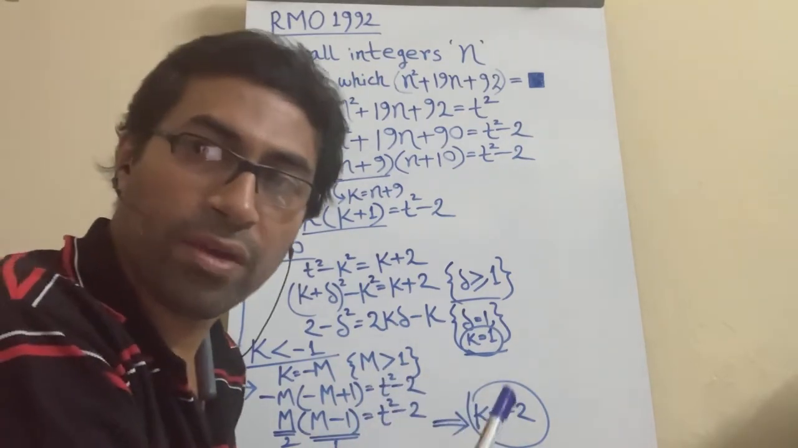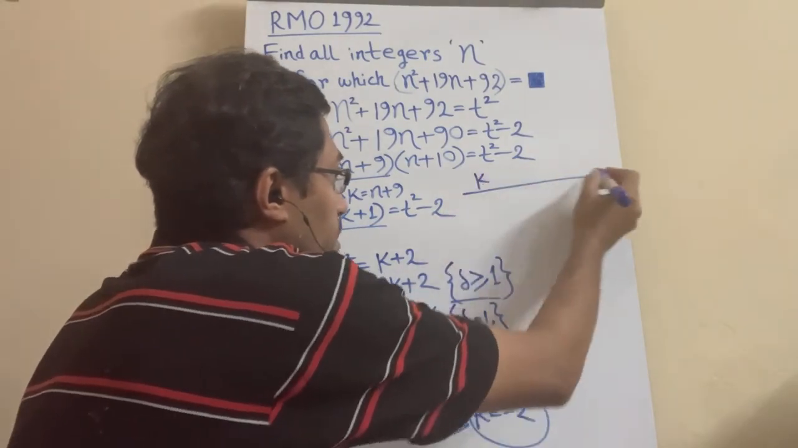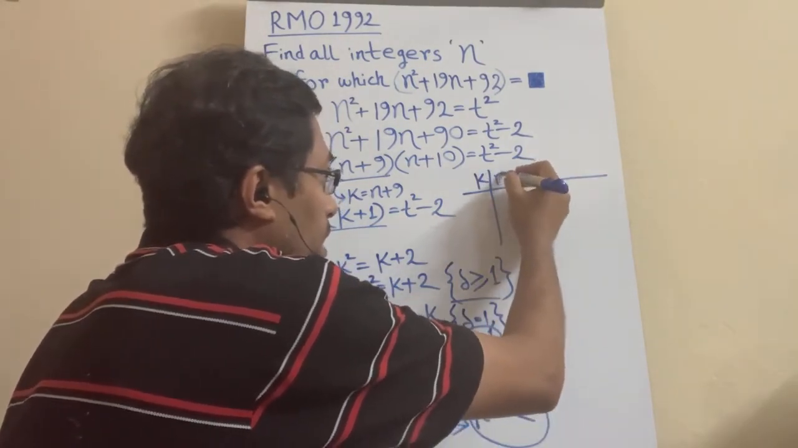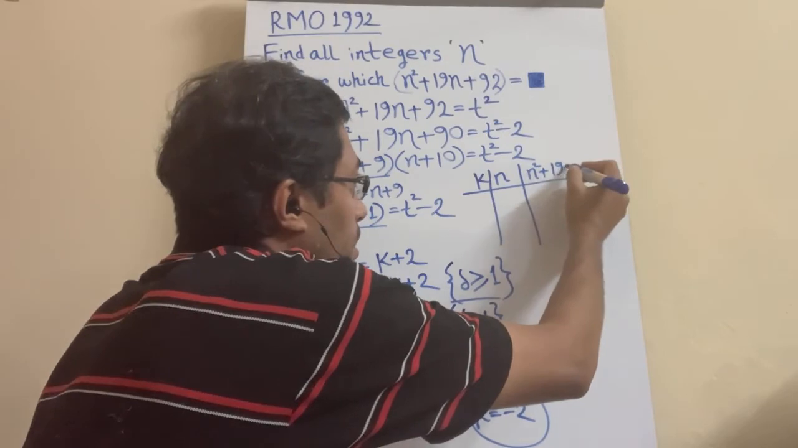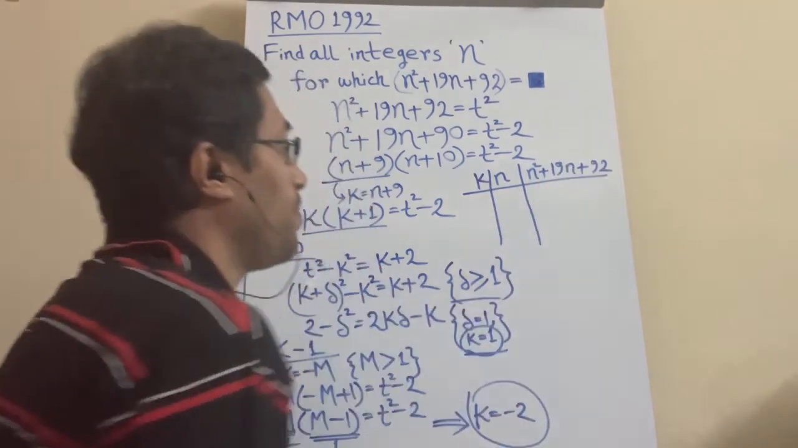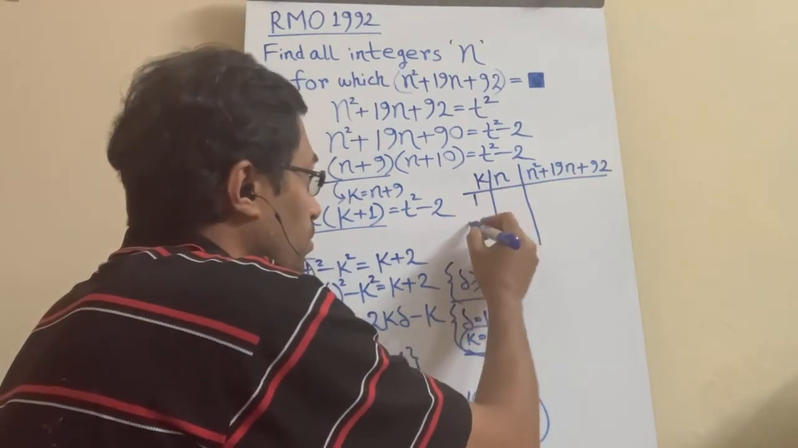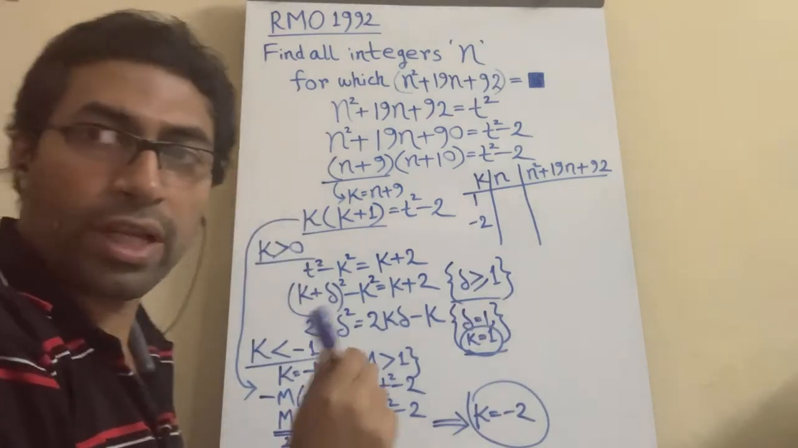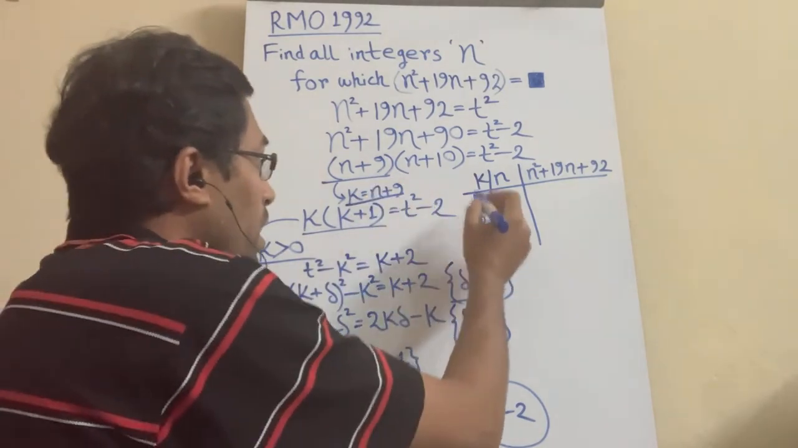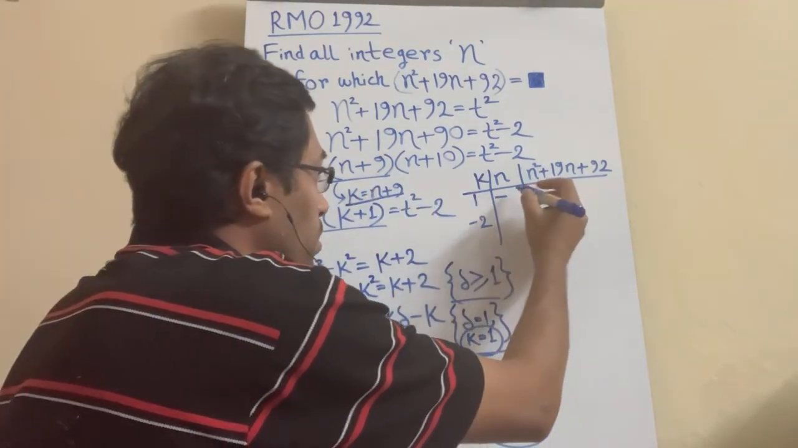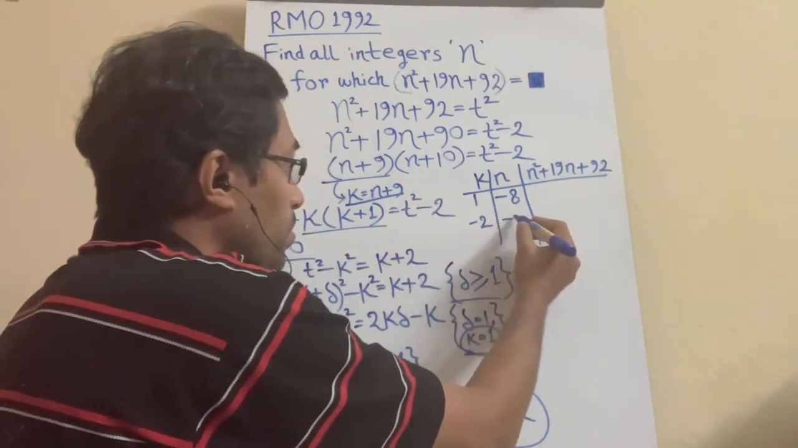Now let us just verify the solutions. Let us draw a table here for k, n and the given expression n square plus 19n plus 92. So we had only two solutions, k equal to 1 and k equal to minus 2. And we know the relationship between k and n. K was nothing but n plus 9. So for k equal to 1, we get n equal to minus 8. And for k equal to minus 2, we get n equal to minus 11.